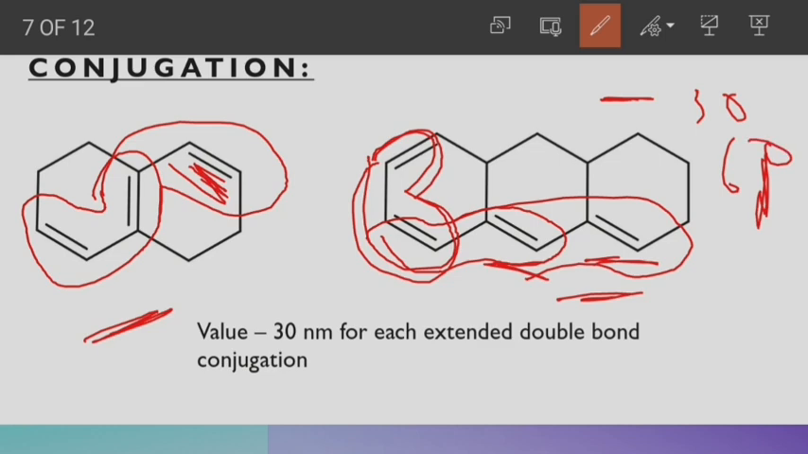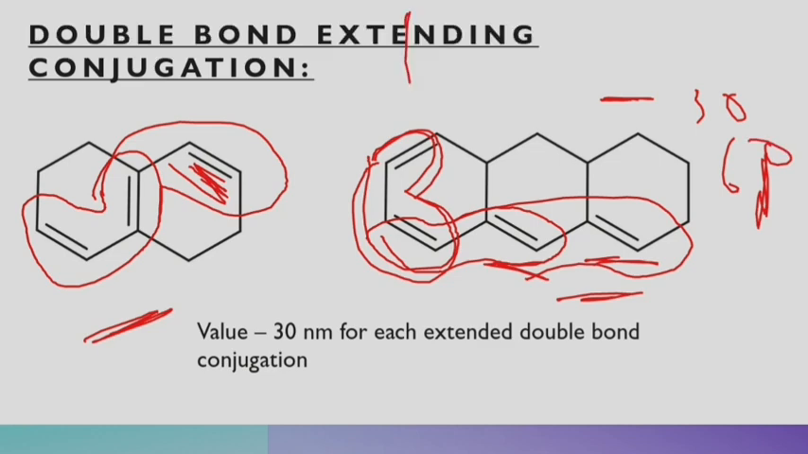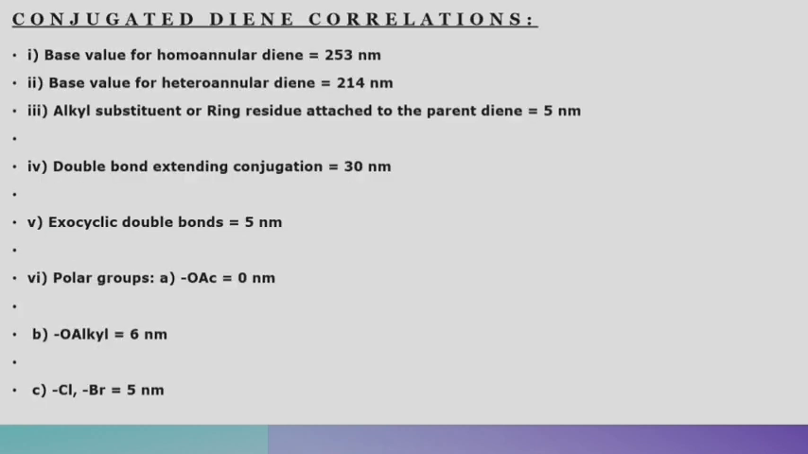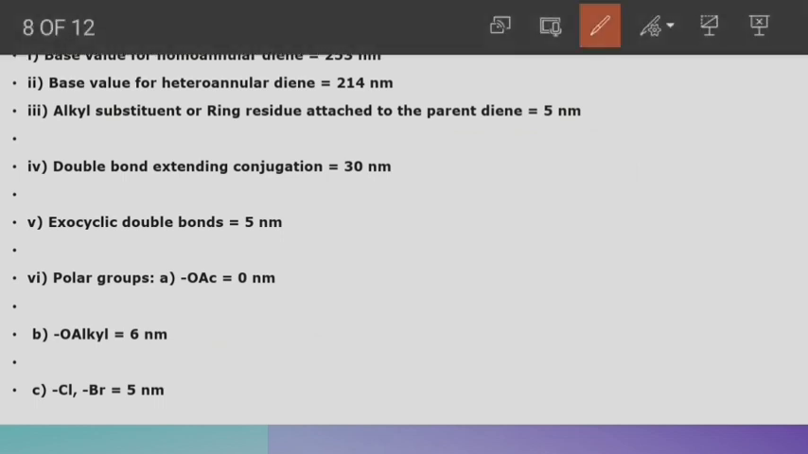So in the next slide I have shortlisted some of the base values that I mentioned before. Another point: if there is any presence of an OR group directly attached to the conjugation, then we have to put 6 nanometer for each. And for halogens we have to put the value of 5 nanometer.